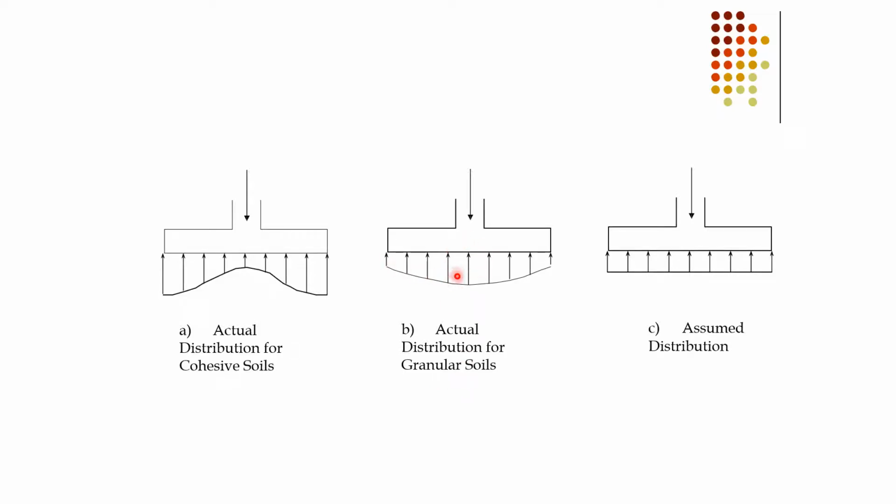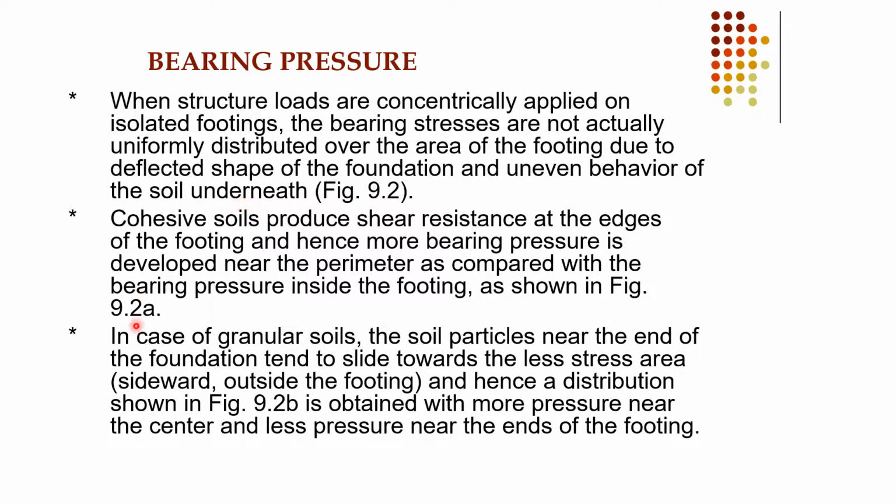Here, at the center there will be more pressure and less at the sides, and what we assume for the design is a constant pressure. So why is it more at the center and less at the sides, and why is it less at the center and more at the edges? Here is the reason. Figures 9.2a and 9.2b. Cohesive soils produce shear resistance at the edges of the footing, meaning clay soil provides shear resistance at the edges of the footing, and hence more bearing pressure is developed near the perimeter as compared with the bearing pressure inside the footing.